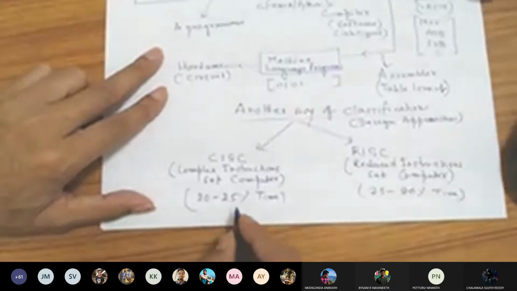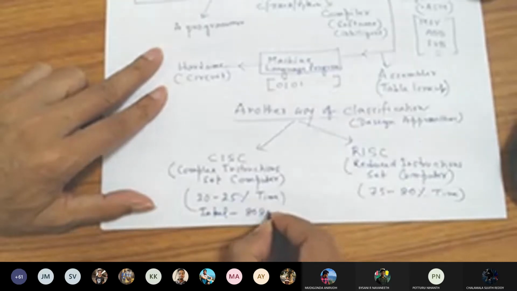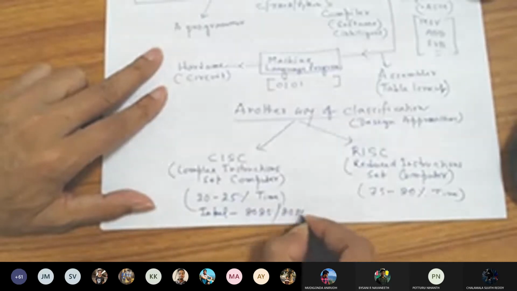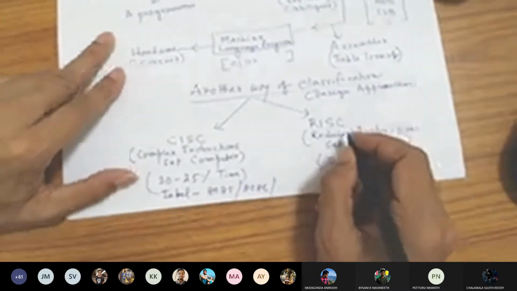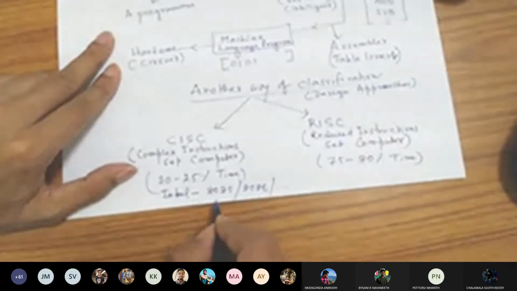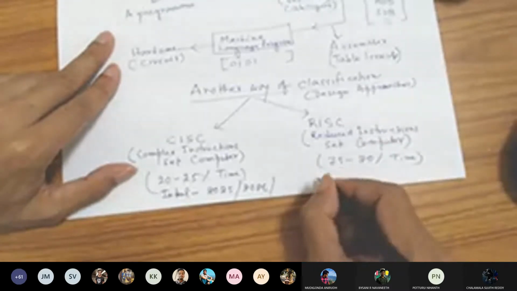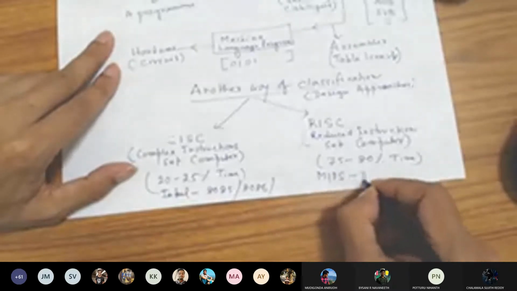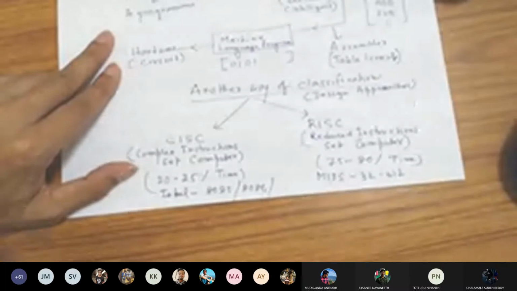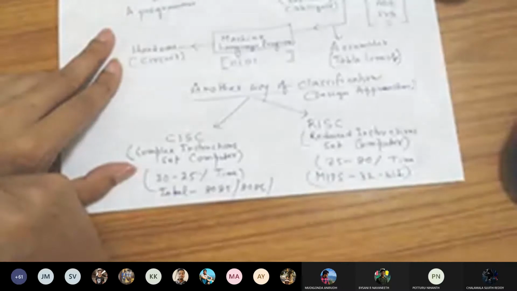Now examples for such machines are the Intel series, like 8085, starting from 8085, 8086, all the modern machines. Here our focus will be mainly on this sort of architectures, whereas in case of RISC we will focus on MIPS architecture, 32-bit. Now let us understand that.